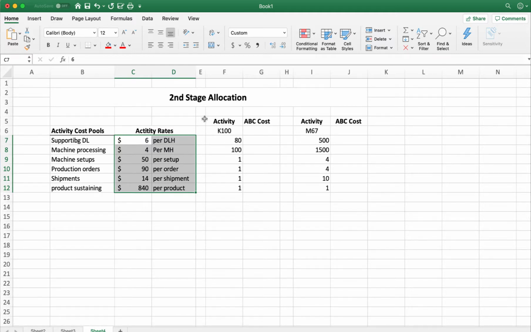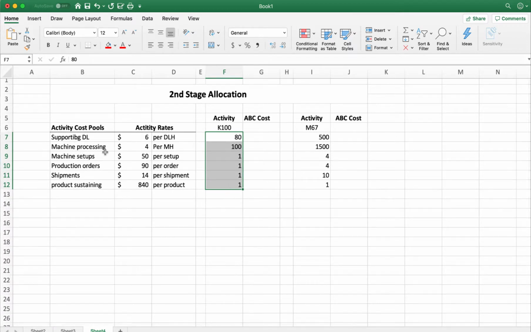To do second stage allocation, we need to take the activity that we actually incur in the job. So we have two examples here. We have K100 and we have M67. We have the activity for each of these activity cost pools. To produce K100, we have 80 supporting direct labor hours. Machine processing hours for K100, we have 100 hours. Machine setups, we have 1. Production orders, we have 1. Shipments, guess what? We got 1.